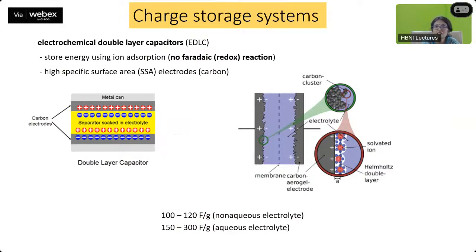So in this particular case, it's very important to have a very high specific surface area of the electrode. And that's why mostly carbon is used. In this case, you will find that the capacitance value is around 100 to 120 farads per gram when you're using a non-aqueous electrolyte, and it's 150 to 300 farads per gram when you're using an aqueous electrolyte. As you can see over here, all these magnified images show how you are increasing the specific surface area of the electrodes.